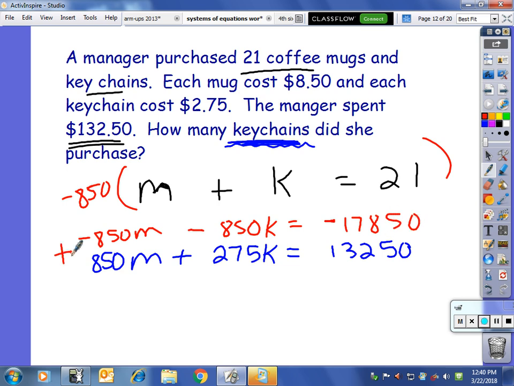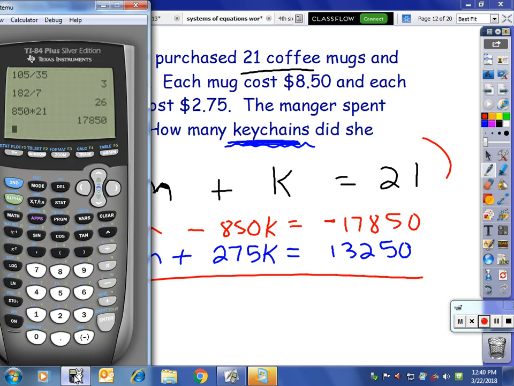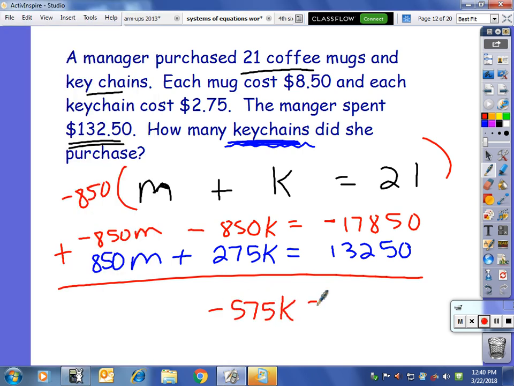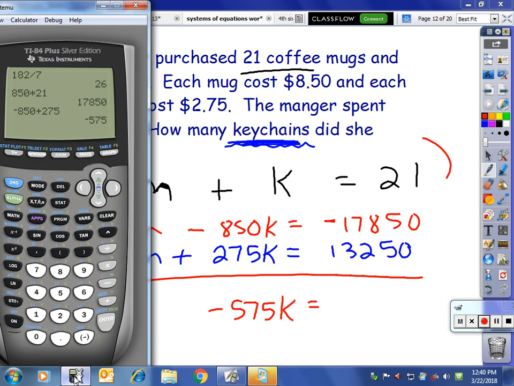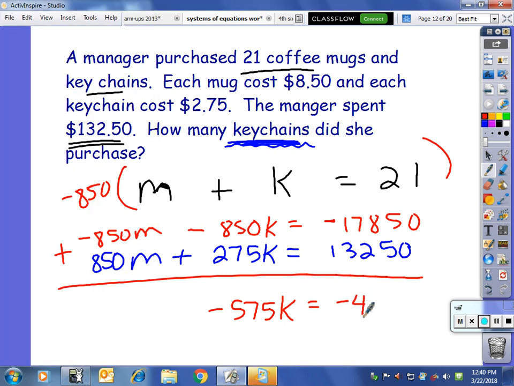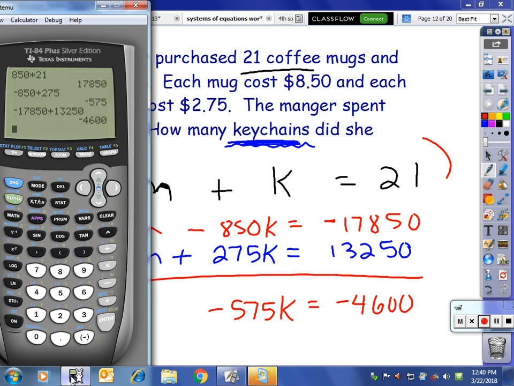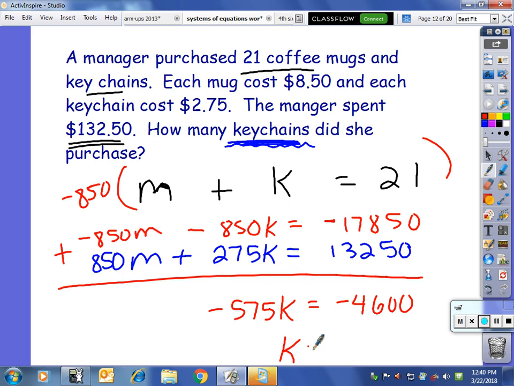And the calculator can help you even though these numbers get kind of big and hard to deal with. Negative 850 and positive 275. Be careful with your signs. Negative 850 combined with positive 275 is negative 575K. Over here we're also going to get a negative amount, and our final answer will end up being positive. So negative 17,850 combined with positive 13,250, negative 4,600, and then divide that by negative 575, and the answer was 8 keychains.